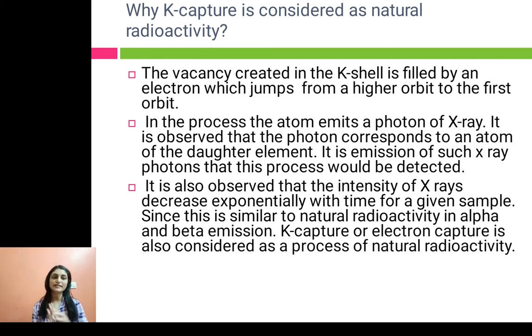It is also observed that the intensity of X-rays decreases exponentially with time for a given sample, since this is similar to natural radioactivity. Why similar to natural radioactivity? What happens in case of natural radioactivity? We know that in case of natural radioactivity, we have the formula N equals N0 e raised to minus lambda t. That means in natural radioactivity, the number of atoms decreases exponentially with time. Here, in case of the K capture process, the intensity of X-rays decreases exponentially with time. So that is the similarity. That is how K capture or electron capture is also considered as a process of natural radioactivity.